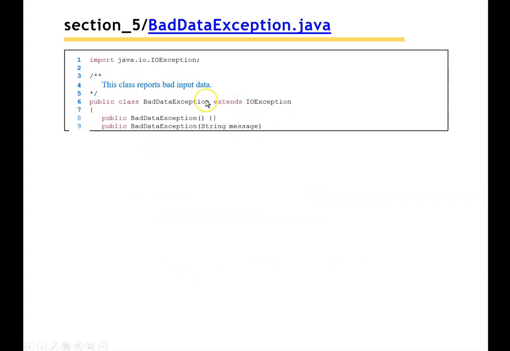Here's the definition of our BadDataException. And that covers Chapter 11 on exception handling.